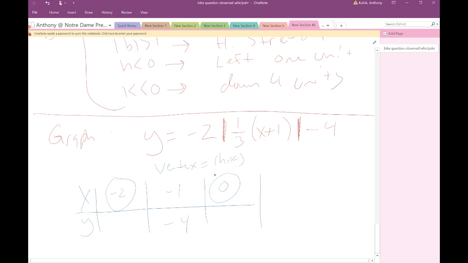It might have been better to pick values that would have given me multiples of 3, and then I wouldn't have to muck around with the fraction. But these are certainly fine if you don't mind dealing with the fraction.